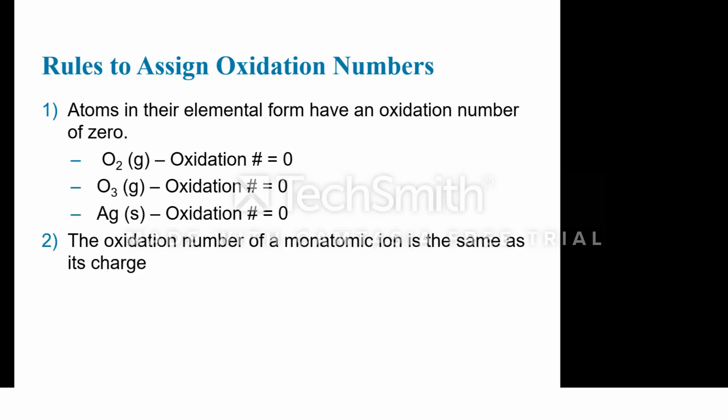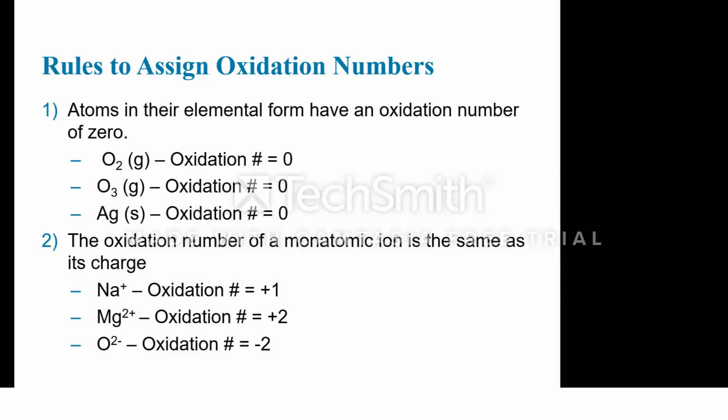Rule number 2. The oxidation number of a monatomic ion is the same as its charge. Remember, a monatomic ion is an ion made up of just one atom. Examples of these are the sodium plus ion, which has a +1 oxidation number. Magnesium 2+ has an oxidation number of +2. O2- has an oxidation number of -2. And the oxidation number of N3- is -3.